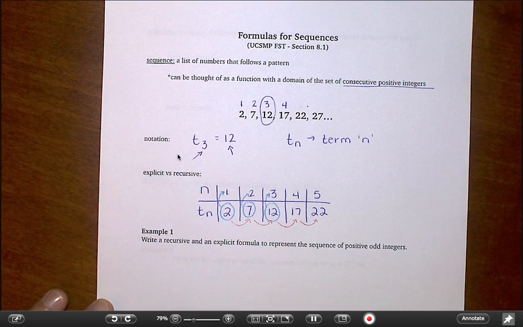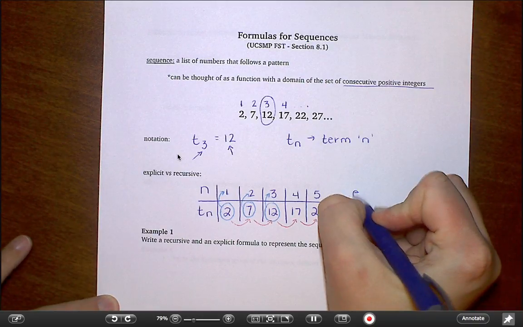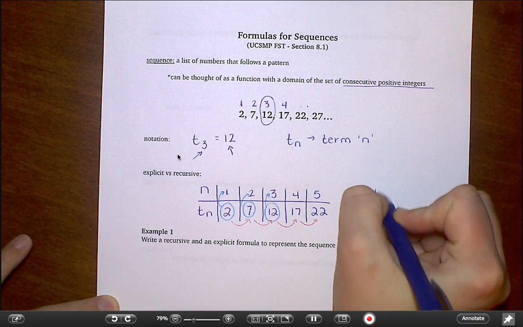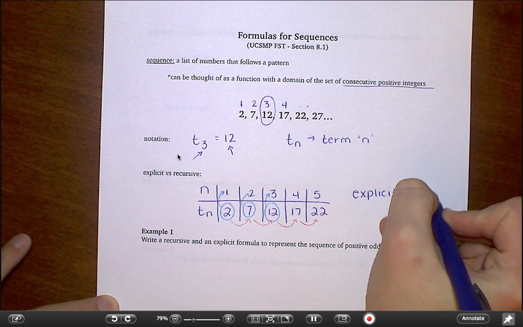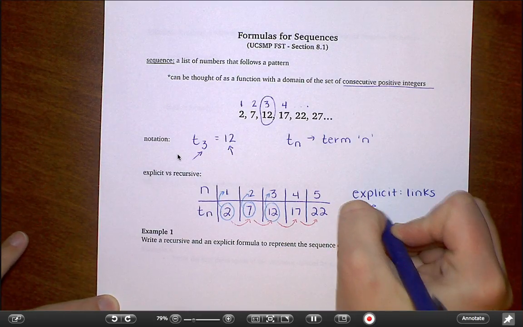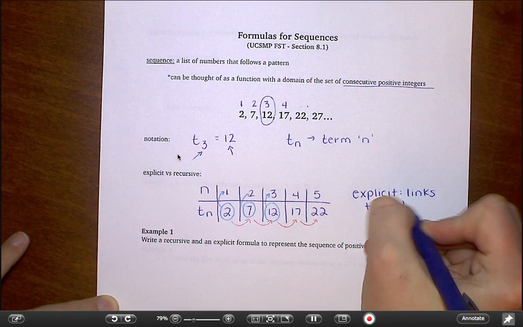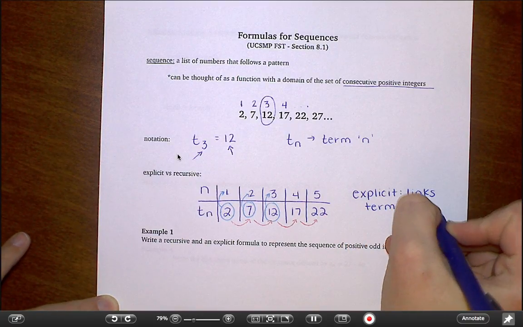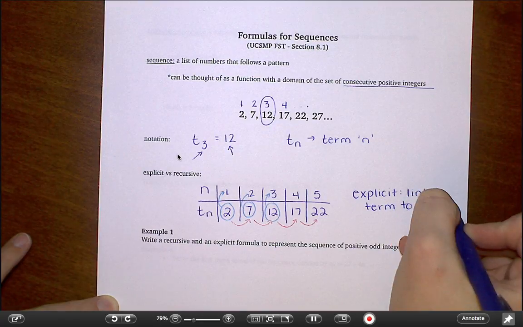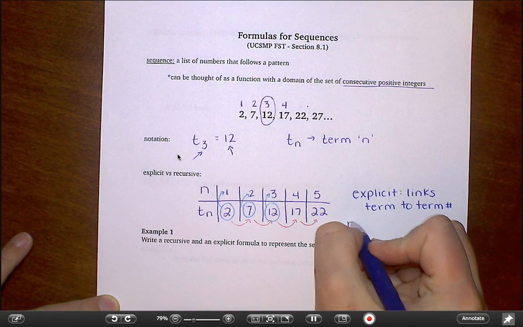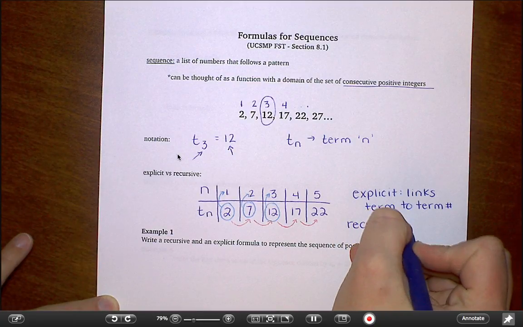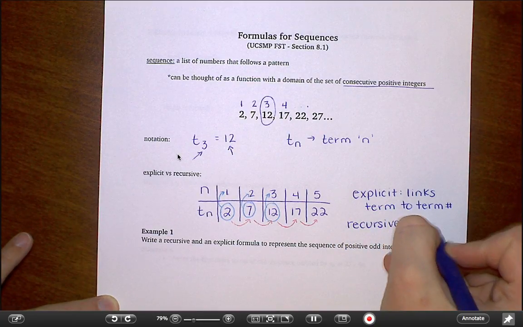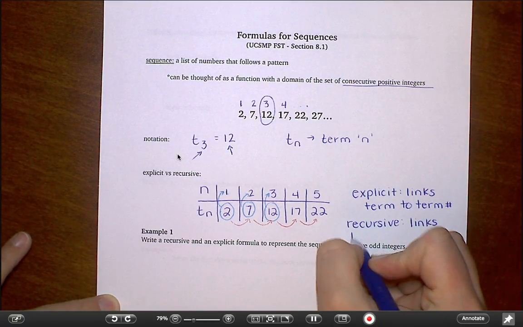Okay? So that's really the difference between explicit and recursive, is that explicit links the term to the term number, which again, term number is represented by n generally, and a recursive formula links a term to the previous term.